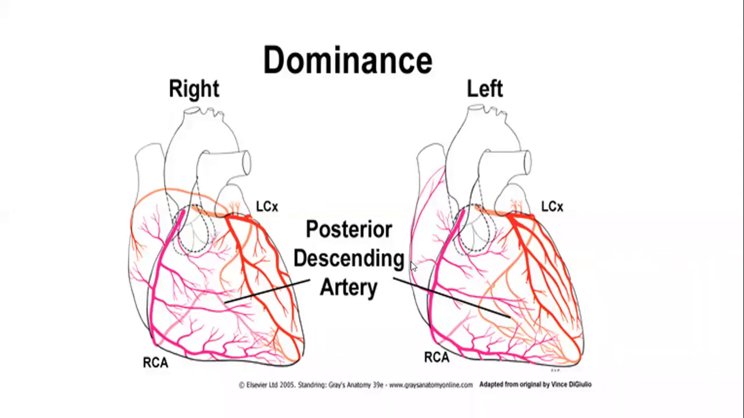Why is this artery determining the cardiac dominance? Why is it so important? Beta, it is the largest branch. Okay? Secondly, this branch supplies adjacent areas of both ventricles. Besides this, it gives perforating interventricular septal branches into the interventricular septum.